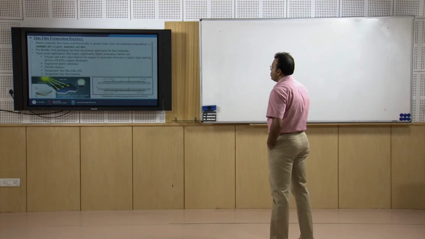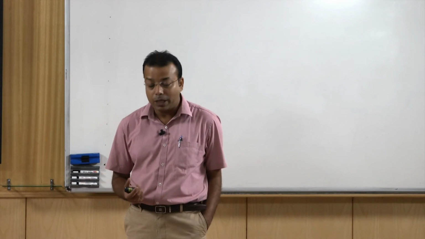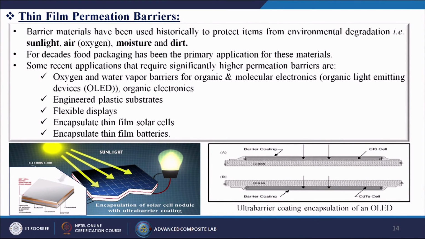Next, we are going to discuss permeation barriers. Generally, we use these materials for barrier applications. Barrier materials have been used historically to protect items from environmental degradation like sunlight, air, moisture and dirt. So, what are the applications? Some recent applications that require significantly higher permeation barriers are oxygen and water vapor barriers for inorganic and molecular electronics, engineered plastic substrates, flexible displays, encapsulated thin film solar cells, and encapsulated thin film batteries. So, here we are doing these kinds of coatings to get these properties.